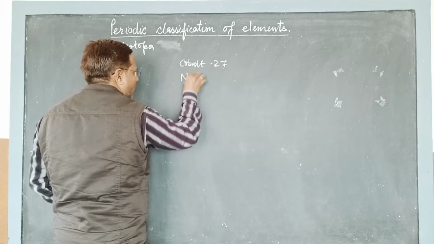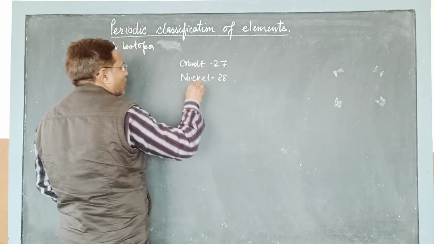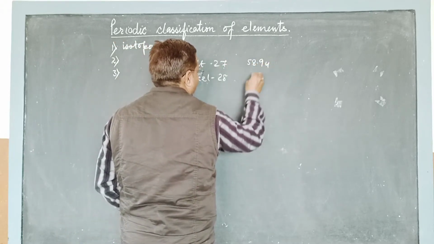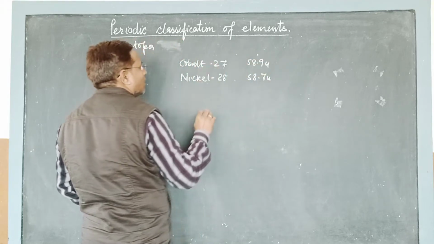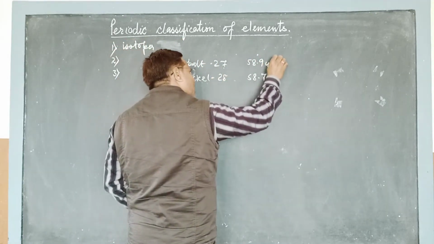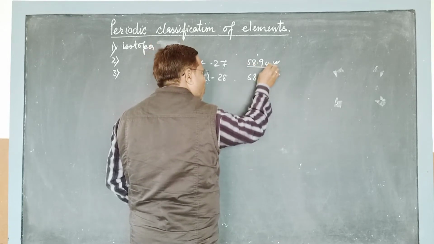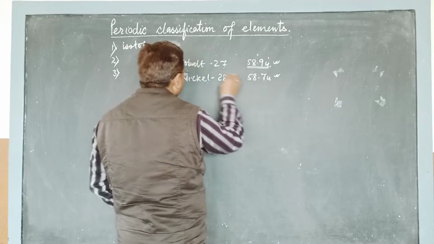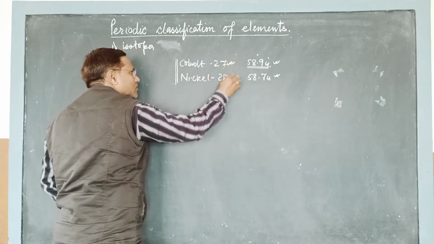And nickel has got 28. Although cobalt had got 58.9 u and nickel 58.7 u atomic mass. So Mendeleev had done it this way. Although it was more, he had placed it earlier and this one he had placed later on. But when it came to the atomic number, it became correct by itself.